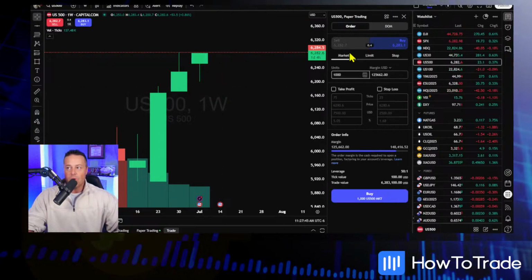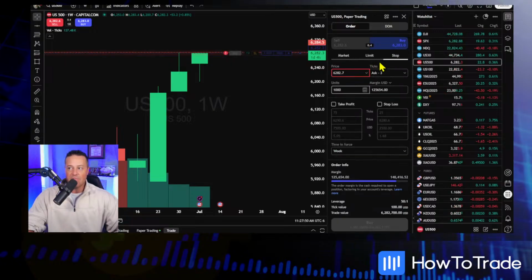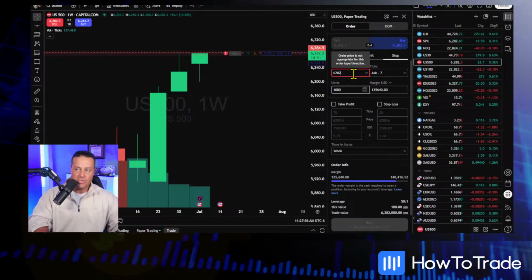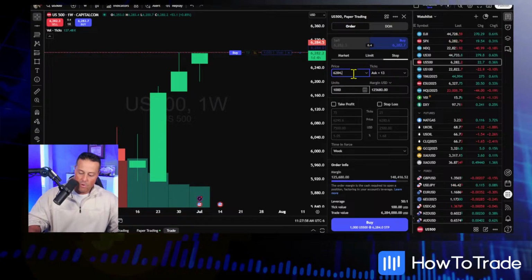Well, we could put an order right here. You're going to want to buy the market. You're probably just going to have to use a stop. You'd love to use a stop limit, but this doesn't have the functionality. The high right there is 62.84.5. Let's go right there, 62.84. I don't know. We could go 84.6 or 7.